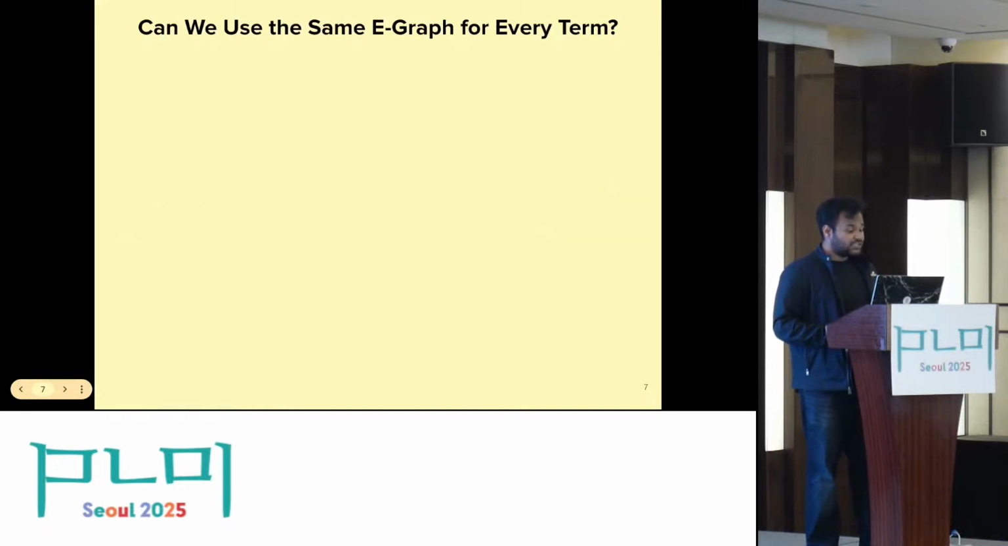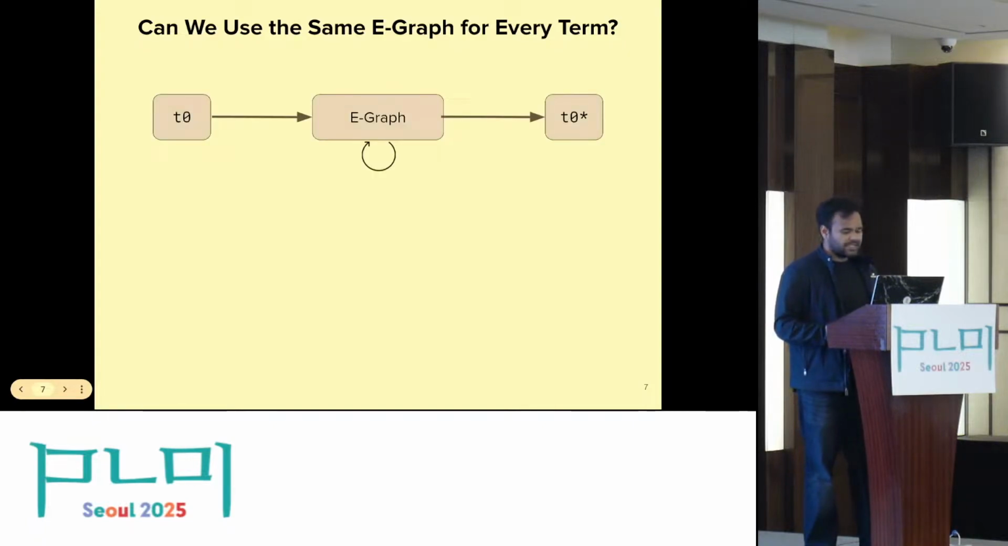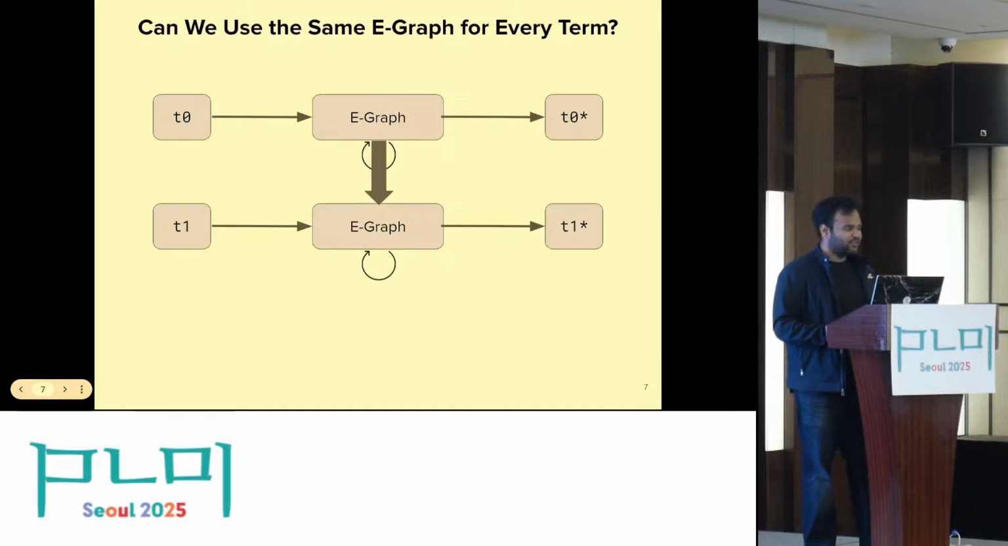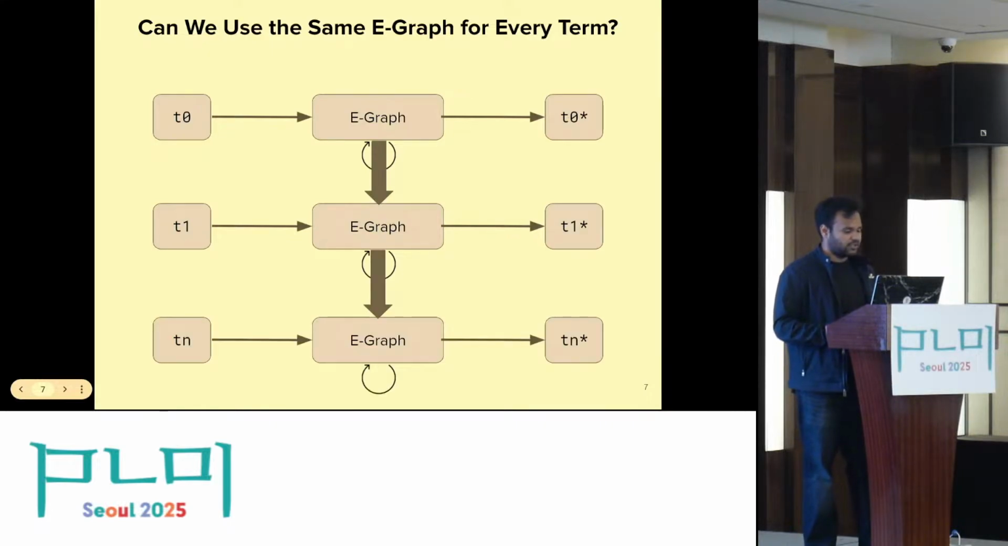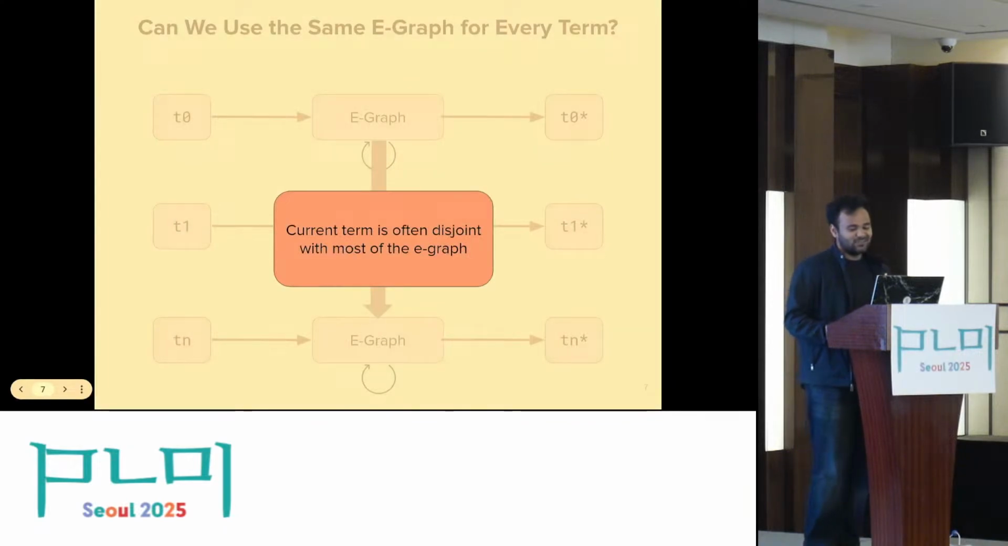One idea is to use the same eGraph for every term. Here's how that would work. We optimize the first term normally, but we persist the eGraph that is obtained at the end. Then, instead of adding the next term to an empty eGraph, we add it to the persisted eGraph, and so on. This also does not work, mainly because the current term is often disjoint with most of the eGraph.